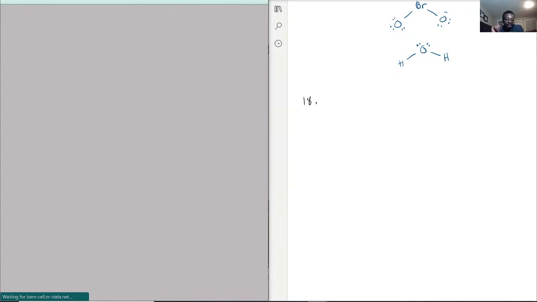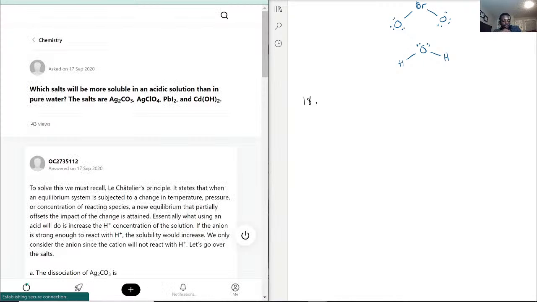Which salts will be more soluble in acidic solution than in pure water? These salts are Ag2CO3. So let me just write that down: which salts are more soluble in acidic solution than pure water?